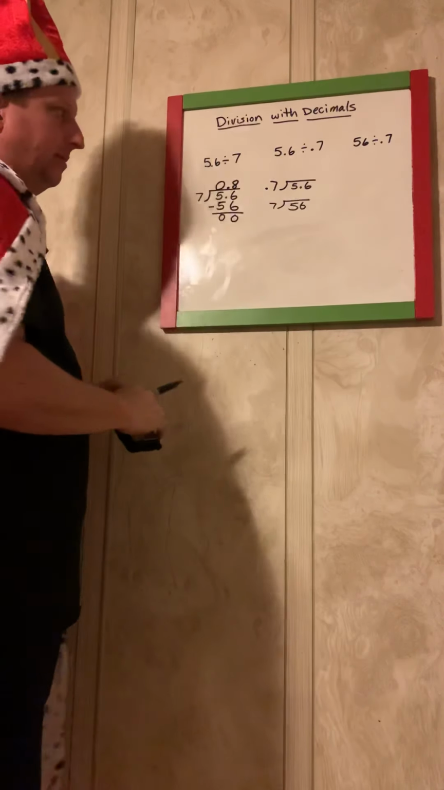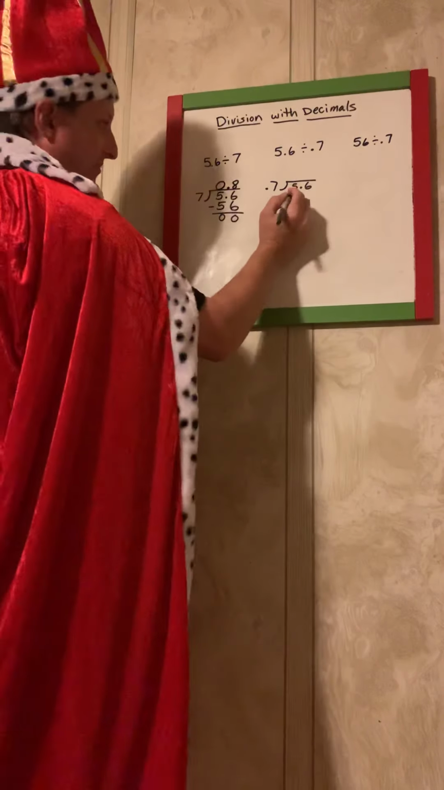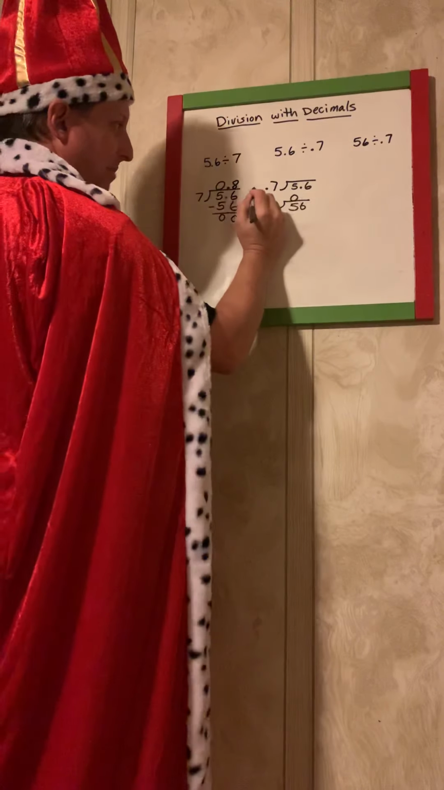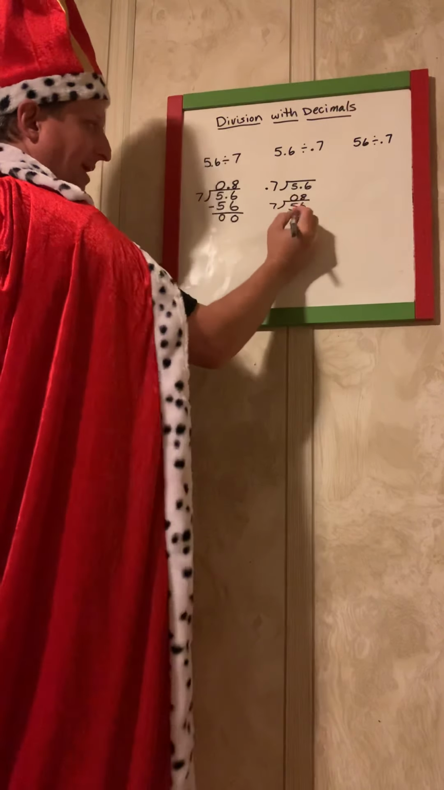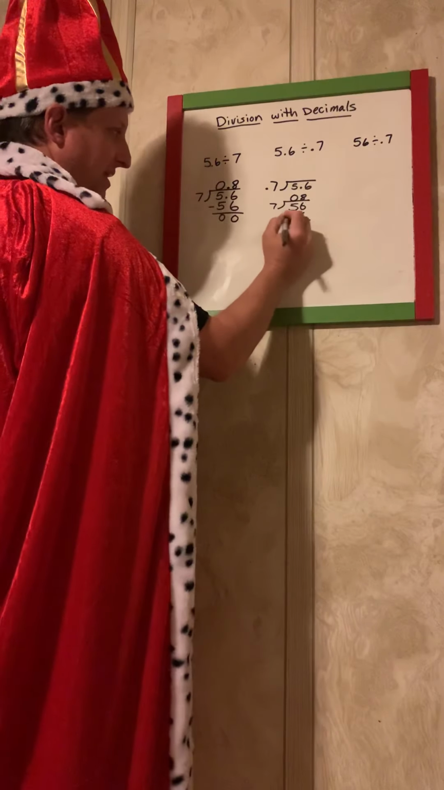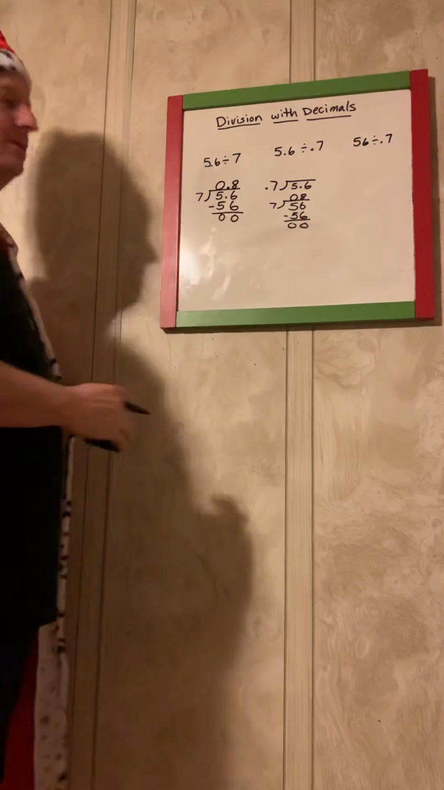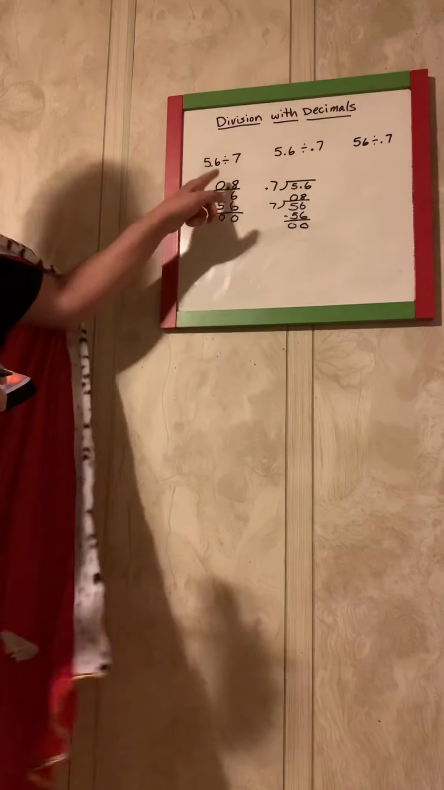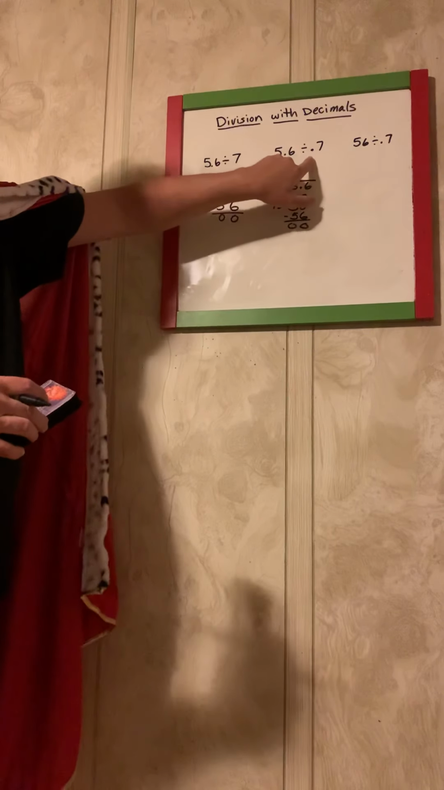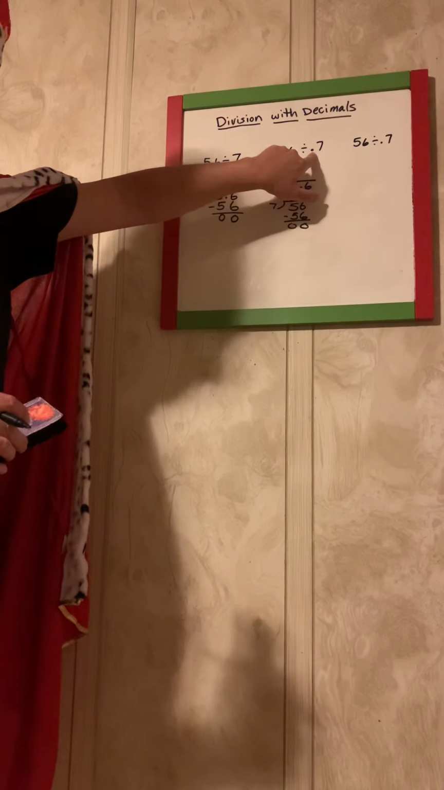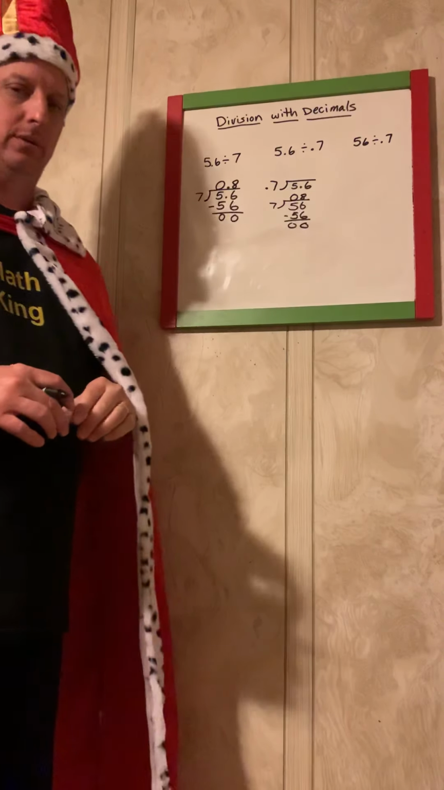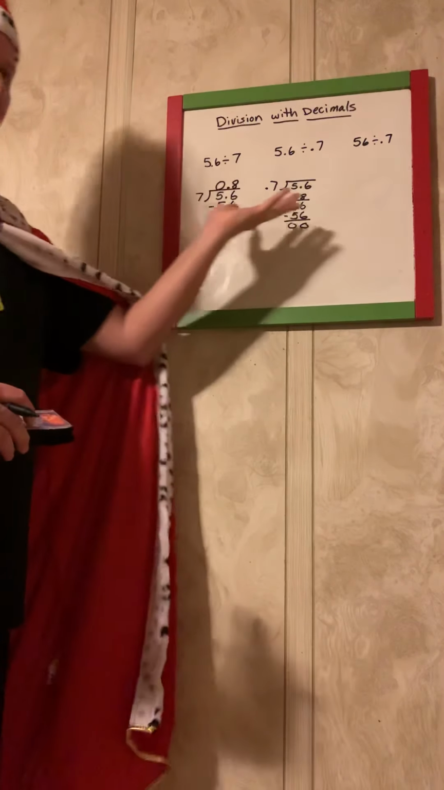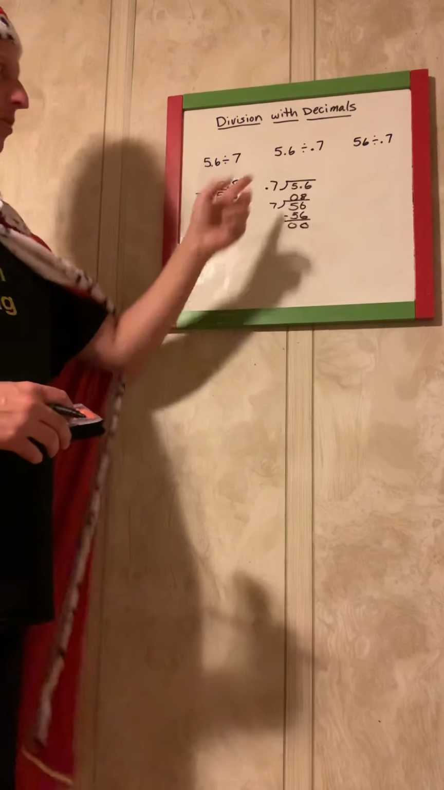So now I can divide. 7 goes into 5. We talked about it before. 0 times. 7 goes into 56. 8 times. 7 times 8 is 56. I subtract, and I get 0 for remainder. So even though I had 2 decimals up here in my division problem, I end up without a decimal in my quotient, in my answer, because I moved the decimal out of the way.